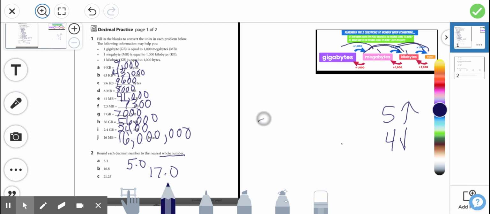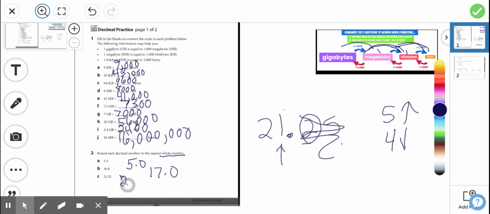Our next number is 21.25. We are rounding to this number right here in the ones place. We look for 2 to help us let us know if we're going to be rounding this number up or rounding it down. And because it's 4 or less, we're going to get rid of that and just leave it at 21.00. Next page.